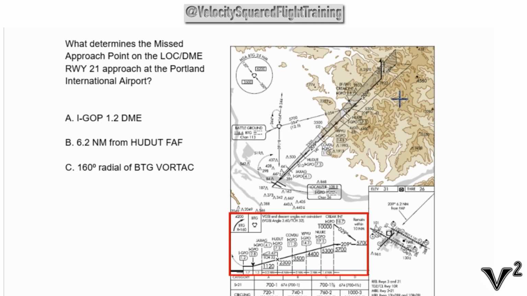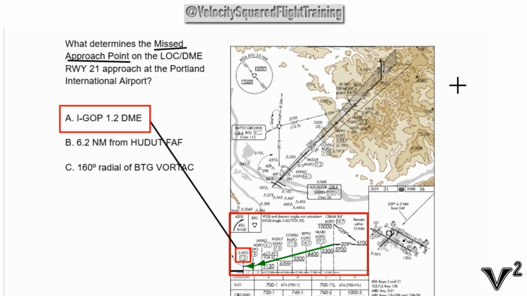So the localizer DME missed approach point, the MAP, is going to be determined as you're along this course, trucking along here, by the last published point on the profile view. We get to this last one, all the way to here, that's the last thing. And then we go one more, and boom, we're here. So where is the missed approach point? What's the last one on here? IGPO 1.2. There's your answer. It would be A.